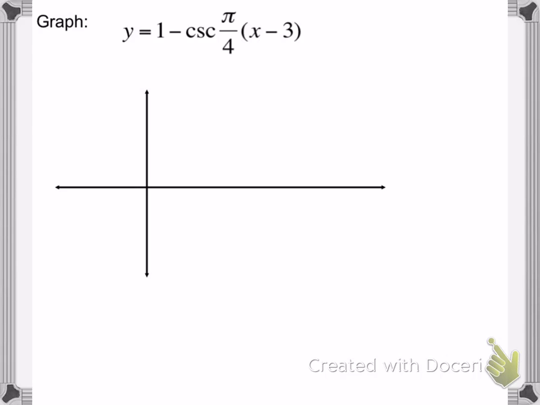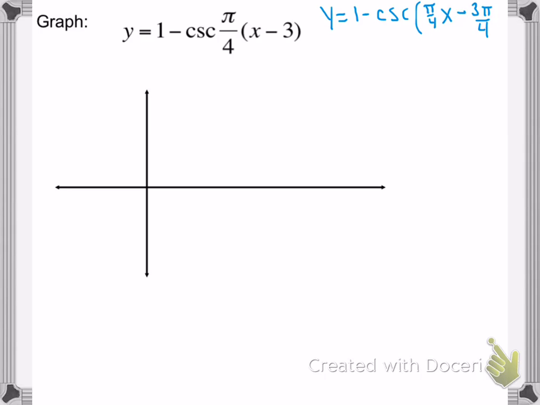So here's a graph of cosecant that tends to be a little bit more challenging in the fact that I have a period change, a phase shift, and a vertical shift, plus a reflection due to the negative sign in front of my trig function. So here's what I'm going to have to do. For this problem, what you're going to want to do is distribute that pi over 4 into those parentheses. So really what this problem is going to look like is y equals 1 minus the cosecant of pi over 4x minus 3 pi over 4.